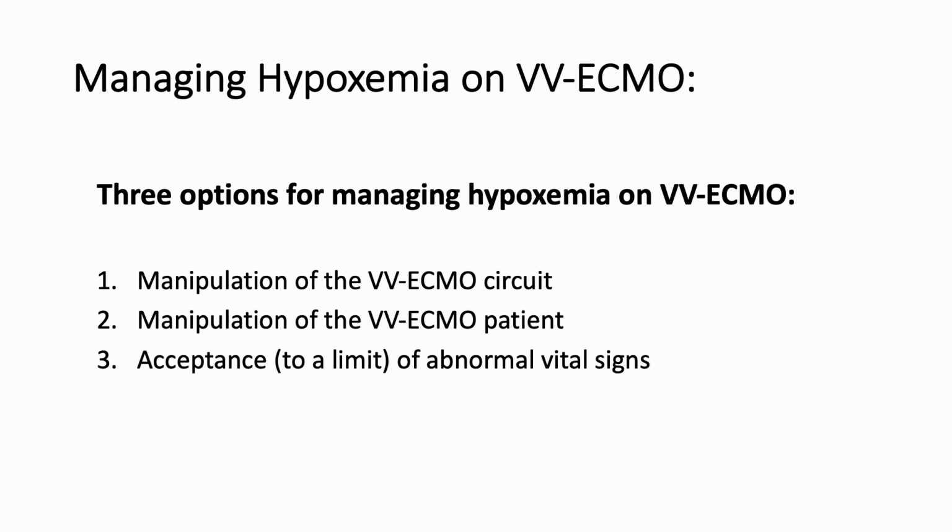Now, with an understanding of deoxygenated and oxygenated blood mixing out of the way, we can talk about our options for troubleshooting hypoxemia during VV-ECMO. In these situations where SpO2 is low, we have essentially three options in how we can proceed. These options, either alone or in some combination, include 1, manipulation of the VV-ECMO circuit, 2, manipulation of the VV-ECMO patient, or 3, acceptance, perhaps to a limit, of abnormal vital signs.